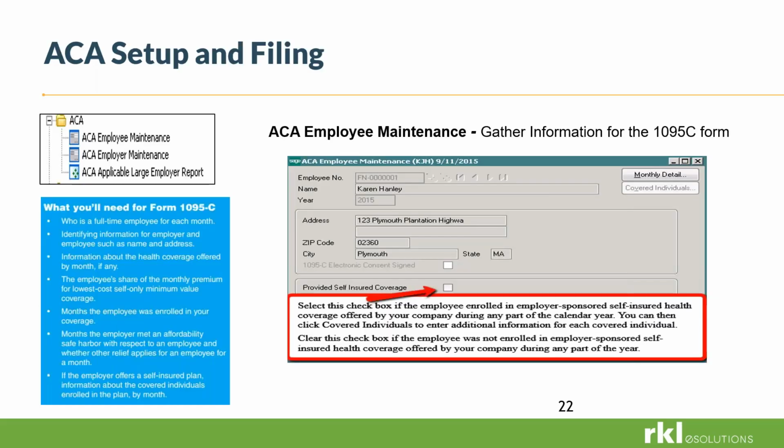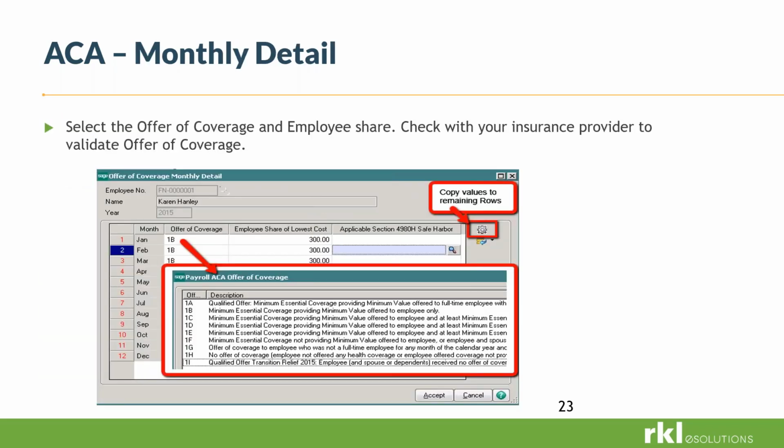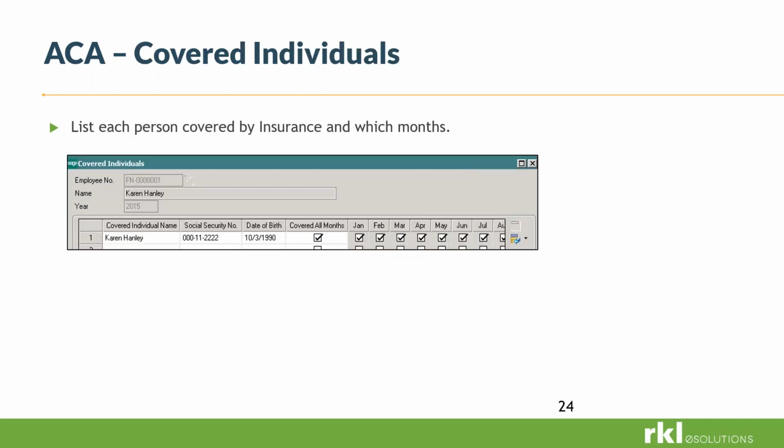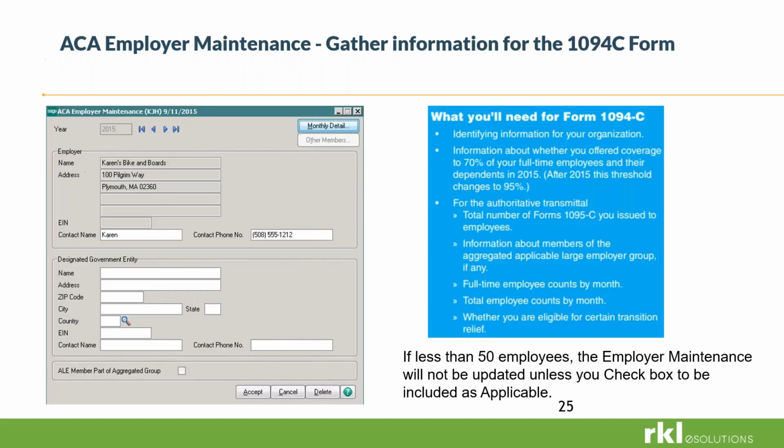Employee maintenance, which is in Sage 100 on the ACA menu, is where you gather information for your 1095-C form. You just choose the coverage that was offered to the employee for each month. And then you list the person and which month they were actually covered. So basically, you're just tracking coverage that was taken or coverage that was offered. And then there is some information that you need to fill out for your employer maintenance as well.